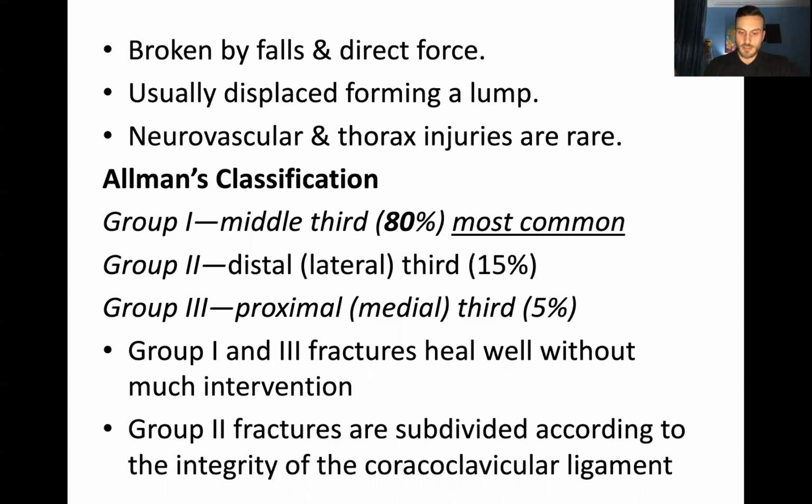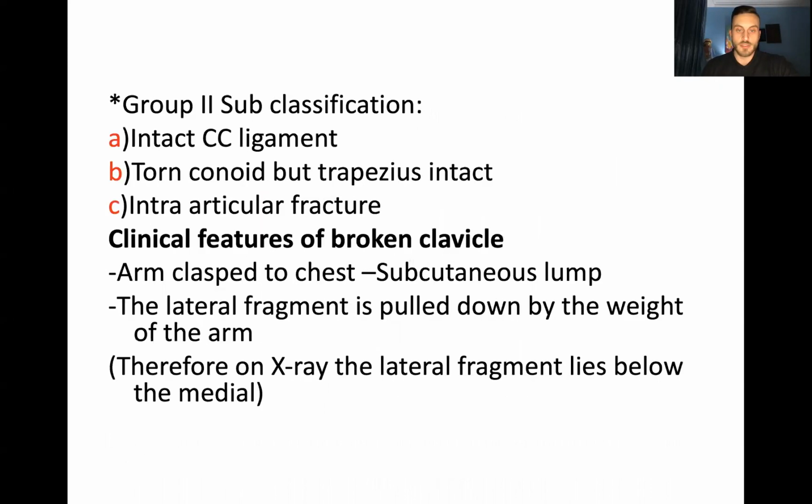Group 2, which is the distal, are subdivided according to the coracoclavicular ligaments that I showed you in a bit. Group 2, subclassified. So what's the subclassification of group 2? Either it's intact CC ligament, which is coracoclavicular ligament, torn conoid, but the trapezoid is intact, articular fracture C.